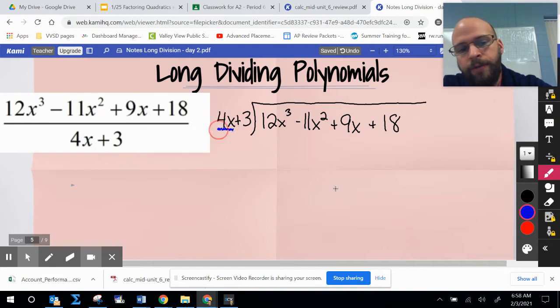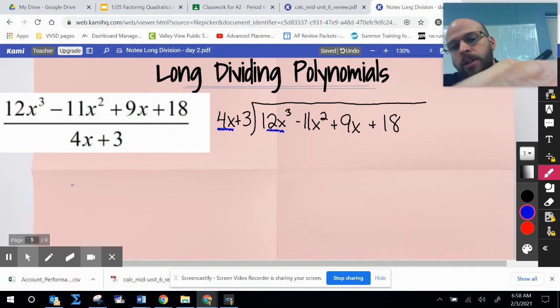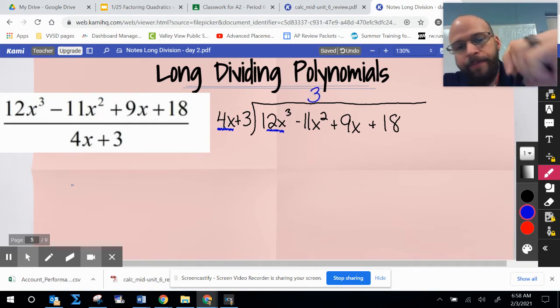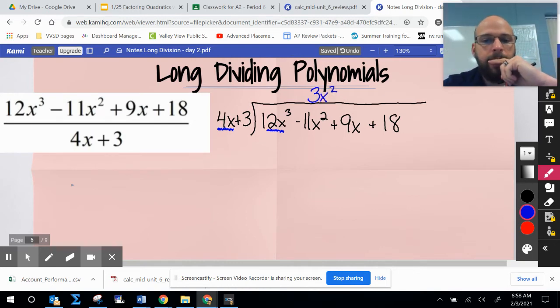My eyes are drawn to the first term on the outside and the first term on the inside. So what do I have to multiply 4x by in order to get a 12x cubed? In order to turn a 4 into a 12, I need to multiply it by 3. And I want x cubed. So I have 1x already. I'm going to need 2 more.